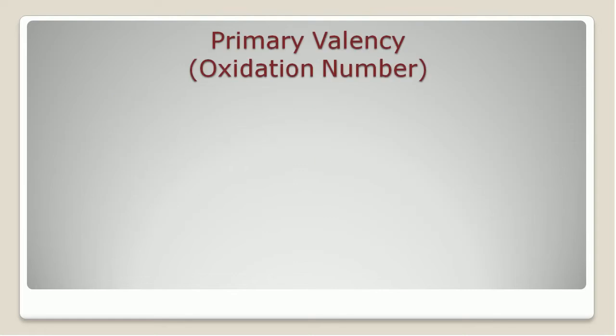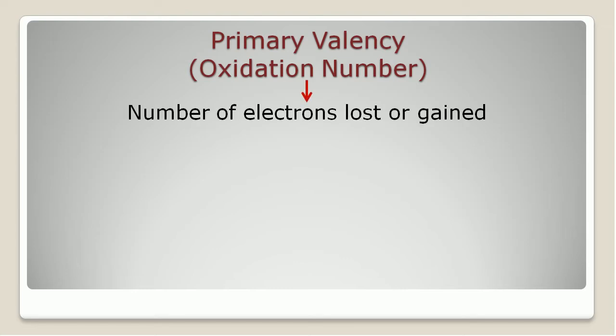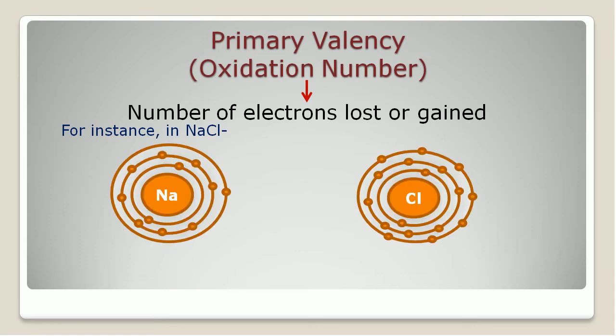As the primary valency indicates the oxidation number, let us understand what oxidation number is. Oxidation number is the number of electrons lost or gained by an element while forming a compound. To be clear, let us take the formation of sodium chloride. To form this compound, one sodium atom and one chlorine atom are required.